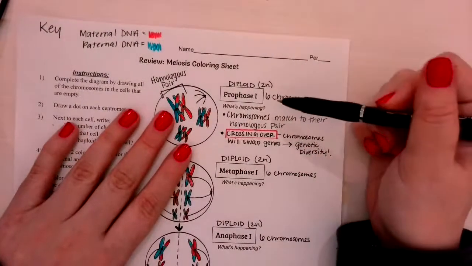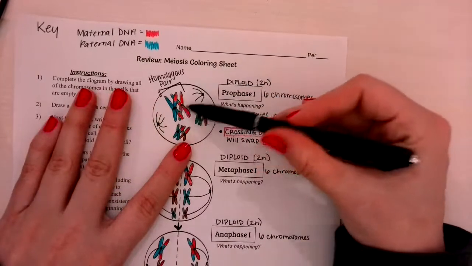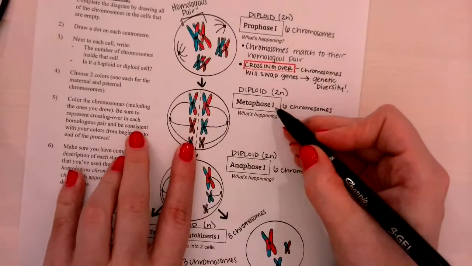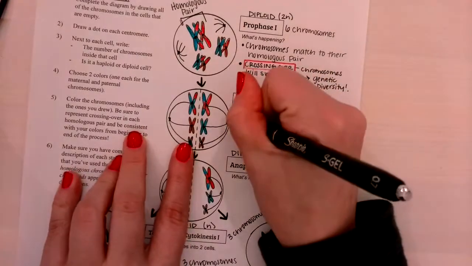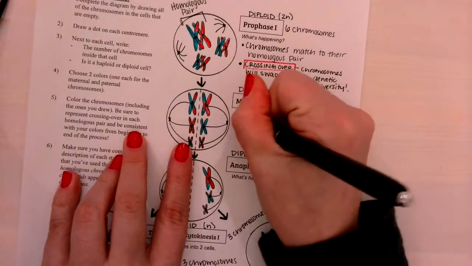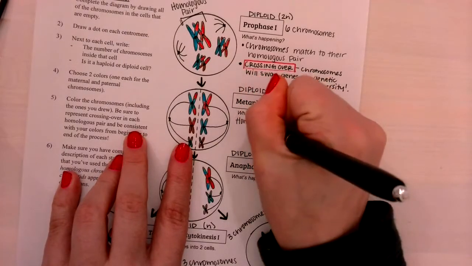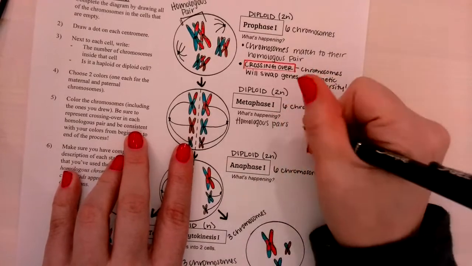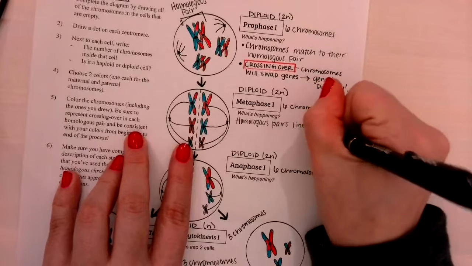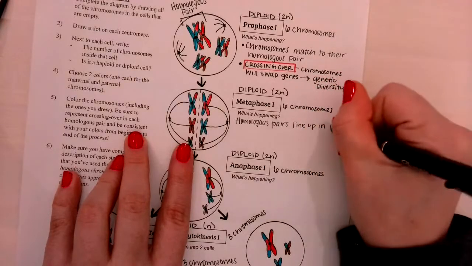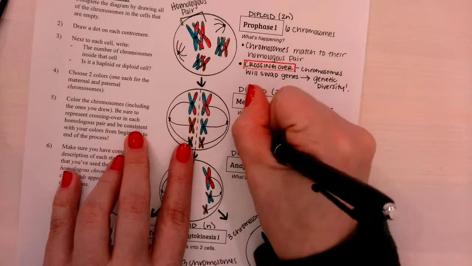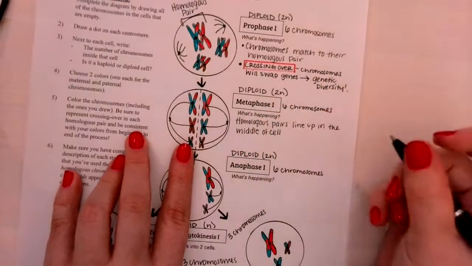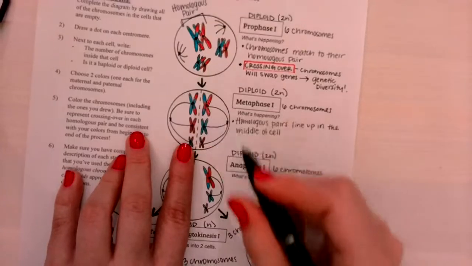All right, so we already did prophase 1. That's where that crossing over happens. So let's go ahead and talk about metaphase 1. This is where the homologous pairs line up in the middle of the cell. So that's one thing that's going on here.